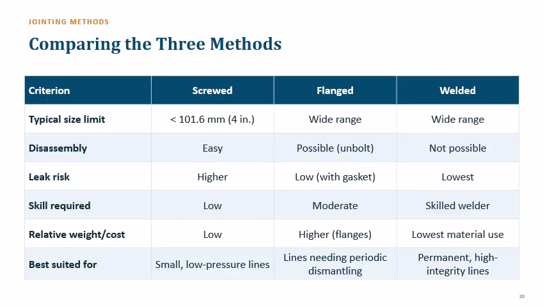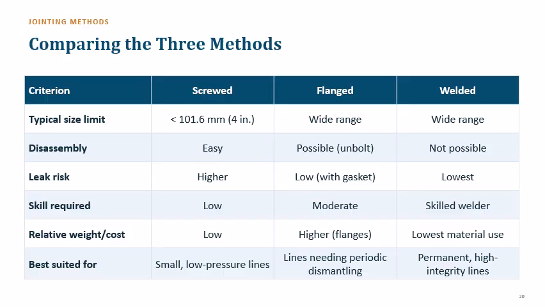The next criterion is disassembly. A screwed connection is very easy to assemble and disassemble. For a flanged connection, it is possible to unbolt, whereas a welded connection cannot easily be disassembled without breaking it. The next criterion is the leak risk. For a screwed connection the leak risk is very high, for a flanged connection it is low, provided it has a gasket, and for a welded connection it is the lowest.